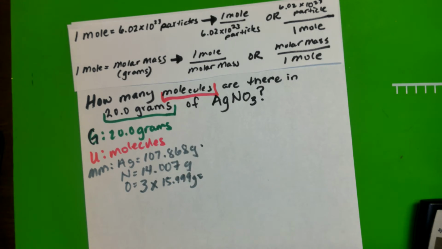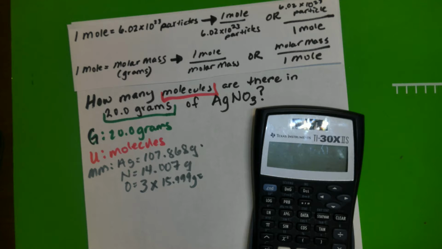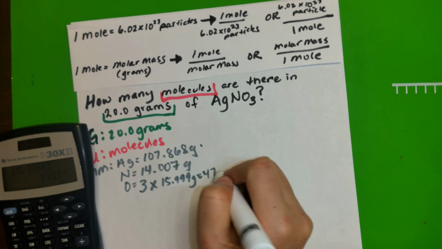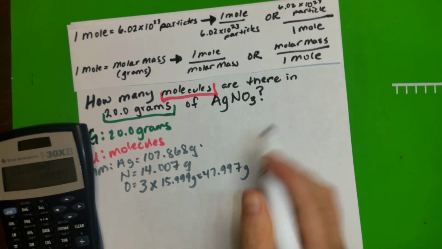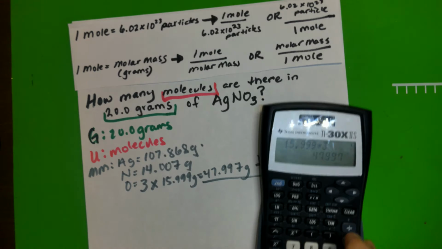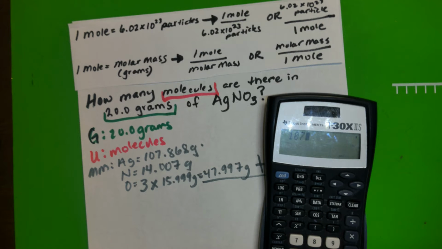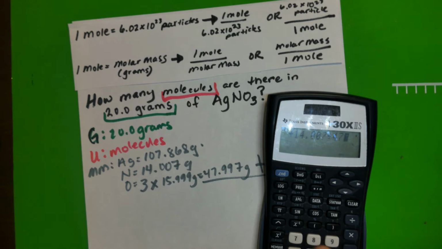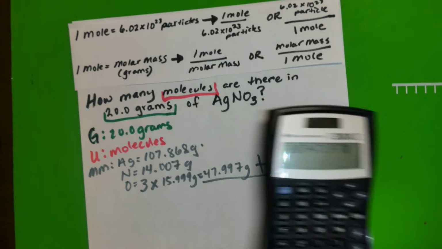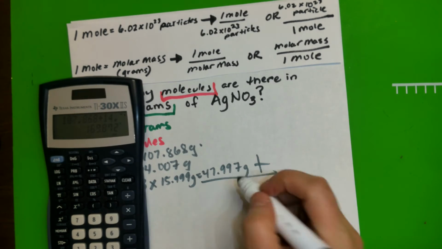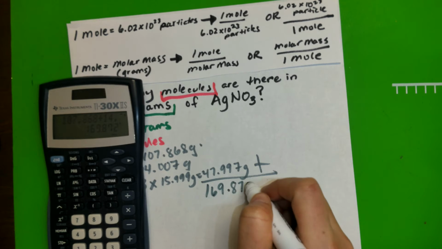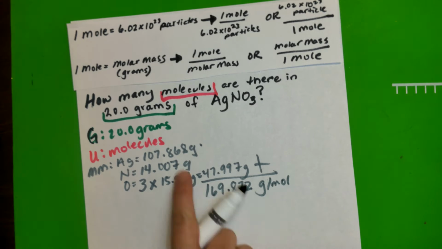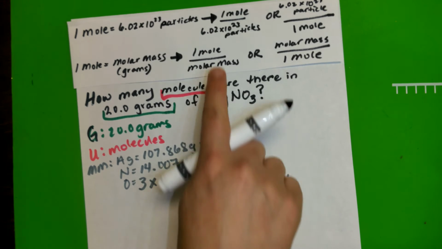The only one that we need to calculate is 15.999 times 3 equals 47.997 grams. So we add them all together: 107.868 plus 14.007 plus 47.997. We add them up and it equals 169.872 grams per mole. So again, for molar mass, you gotta make sure you add them together. You need that number when you're using this.